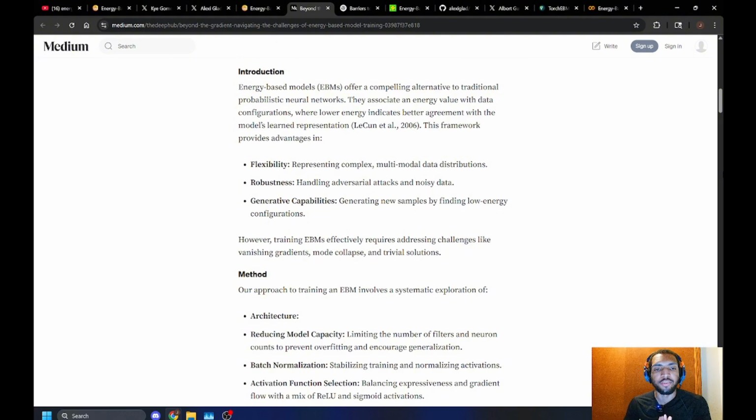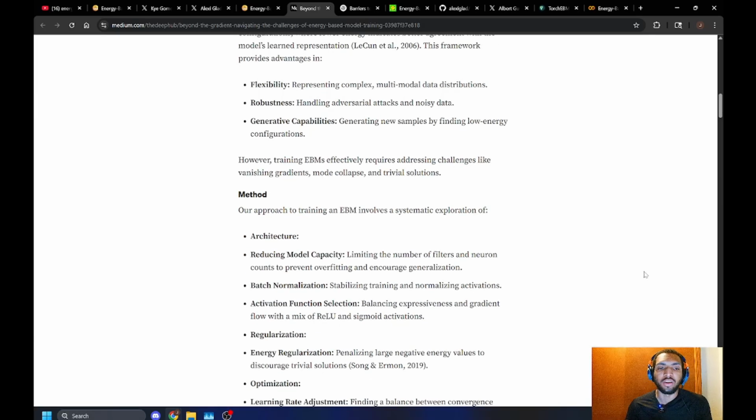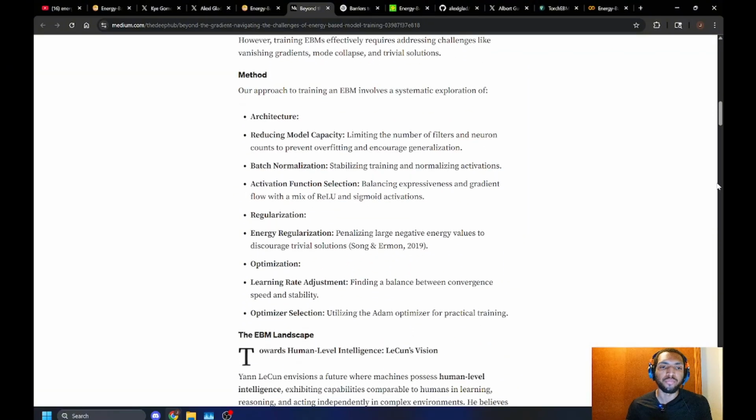So this framework provides advantages in flexibility, representing complex multimodal data distributions, robustness, handling adversarial attacks and noisy data, and generative capabilities, generating new samples by finding low energy configurations. However, training EBMs effectively requires addressing challenges like vanishing gradients, mode collapse, and trivial solutions.